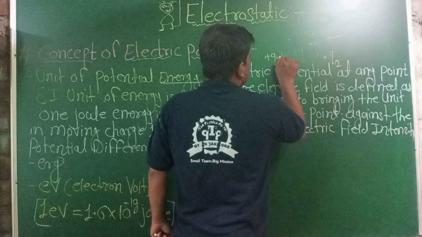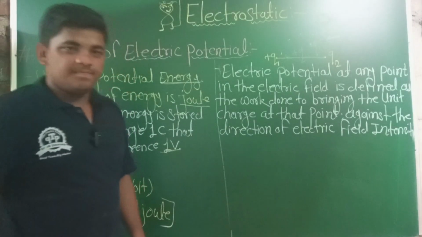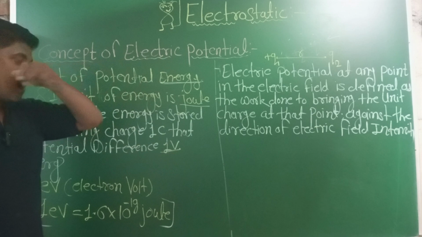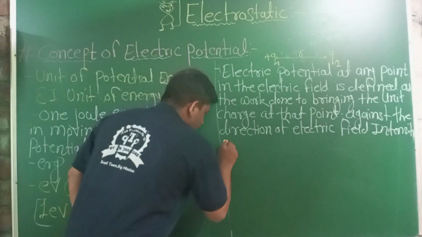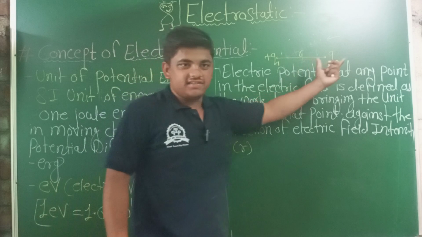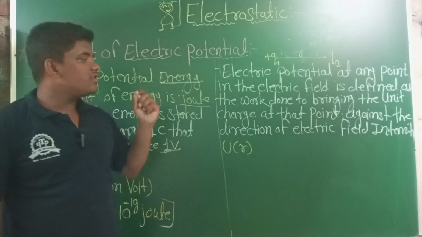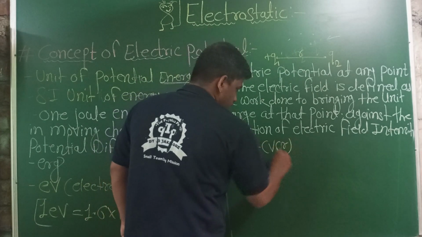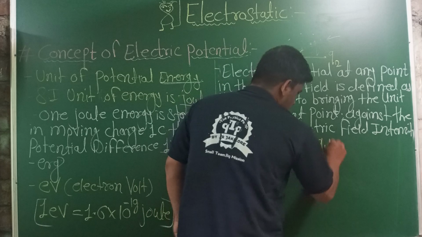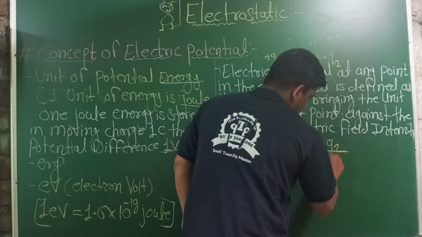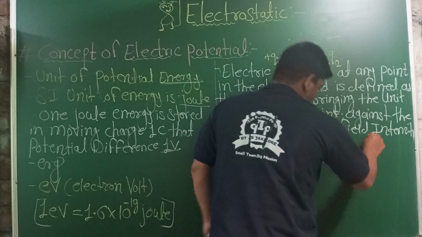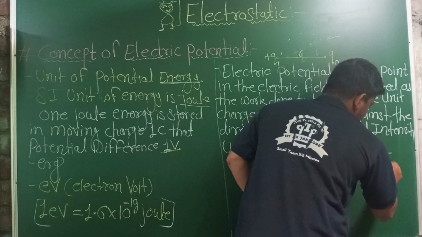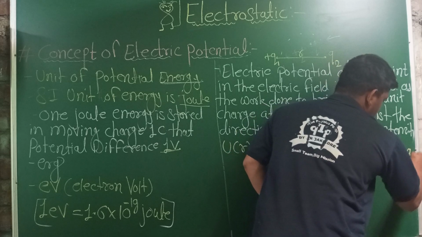I will draw a straight line between these two charges. It means the distance separating these two charges must be R. Now the potential energy between these two particles which have the charges Q1 and Q2 is equal to 1 upon 4 pi epsilon 0 into Q1 Q2 divided by R.